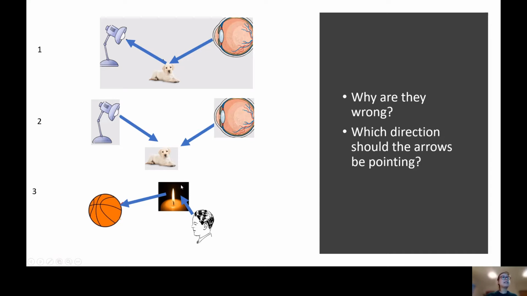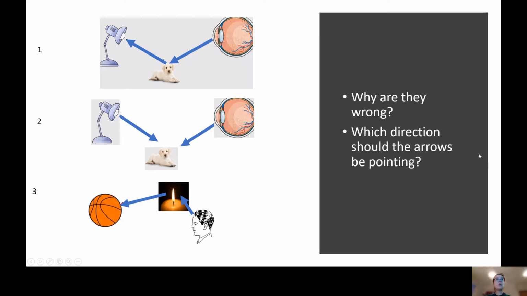And please take a look at diagram number 3. What's wrong with this diagram? Well, we see here that the light source is the candle, and so therefore it's correct that the light is going away from the light source to the object. However, there should then be an arrow going from the object to the person. There's never light going from a person to the light source because a person's eye is not a light source.